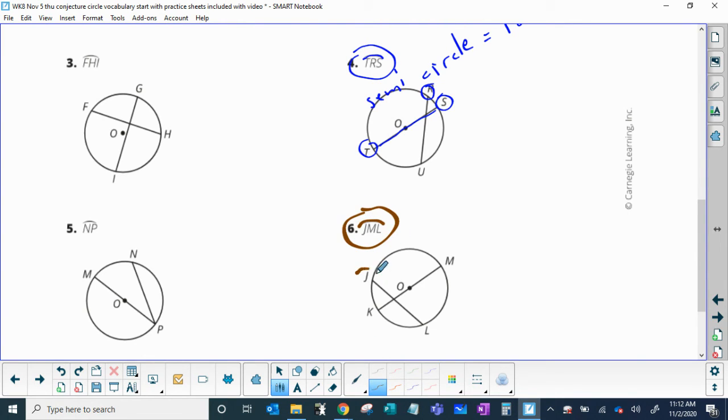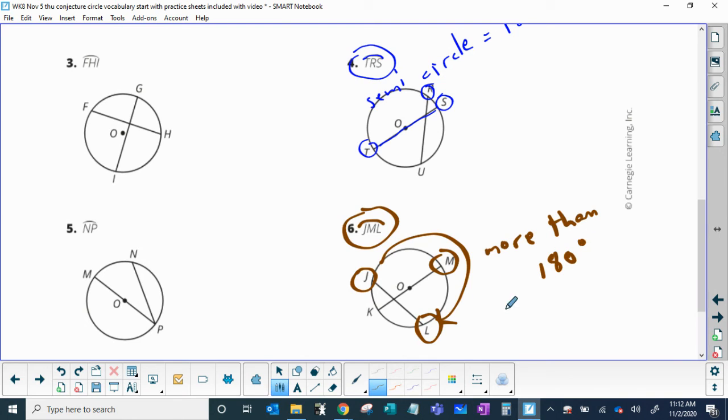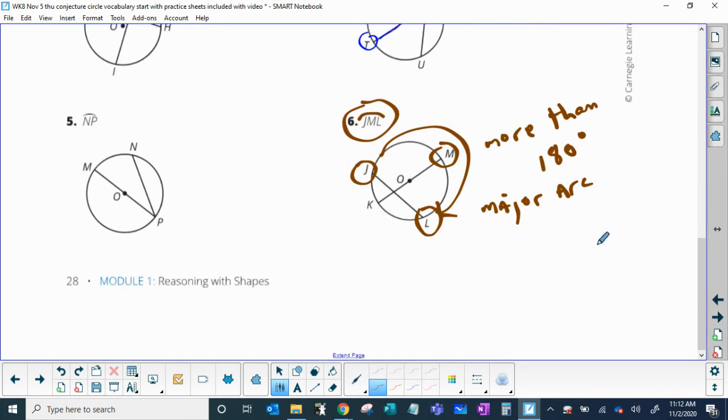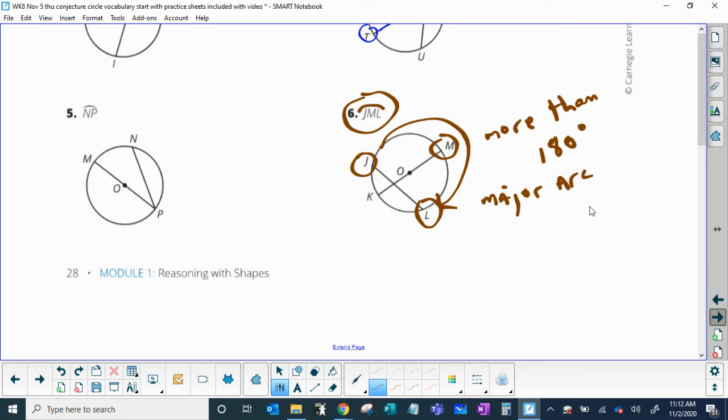And then the last one here, JML. So now we're going all the way around, more than 180 degrees. So that's called a major arc. All right. And I think we're going to go to our last page.